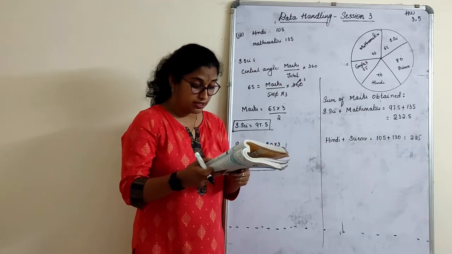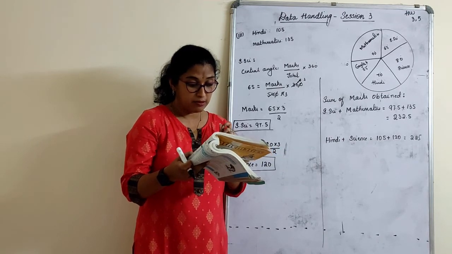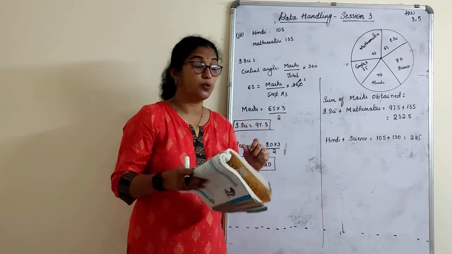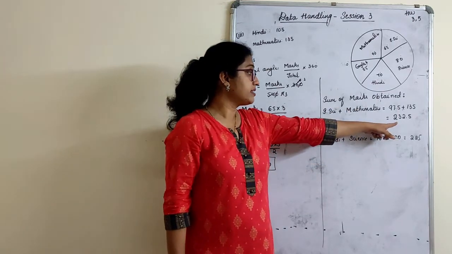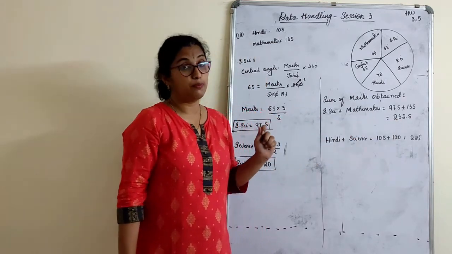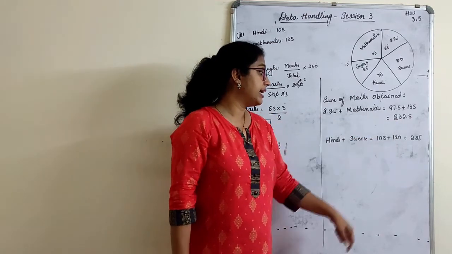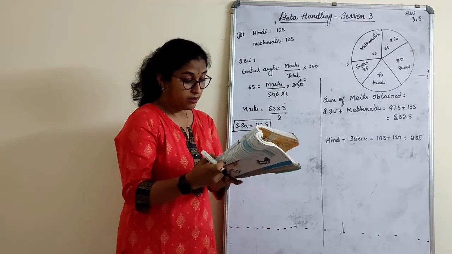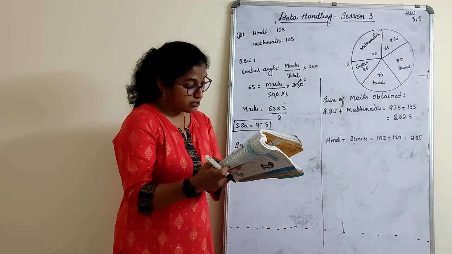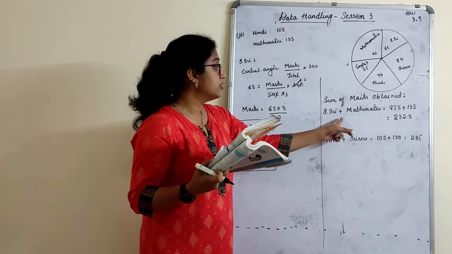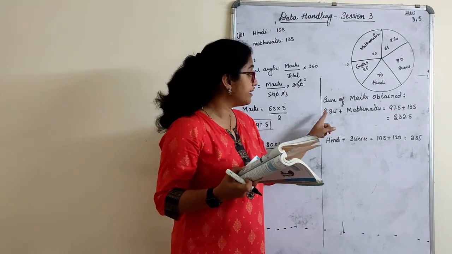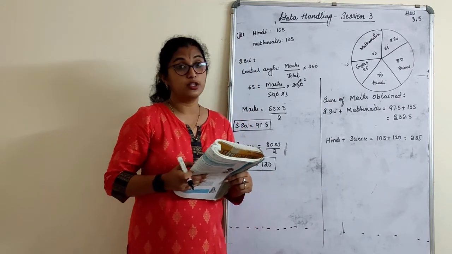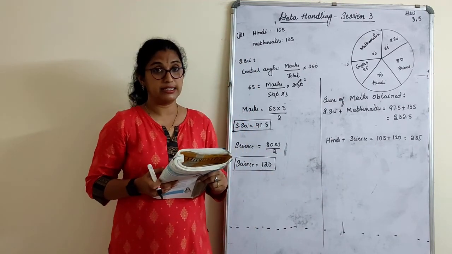The actual question they have asked is, examine whether the sum of the marks obtained in social science and mathematics or science and Hindi is more. When I add social science and mathematics, the total marks I get is 232.5. Hindi and science when I add, I get 225. That means which is more here? The sum of the marks obtained in social science and mathematics is more than the sum of the marks obtained in Hindi and science, right?